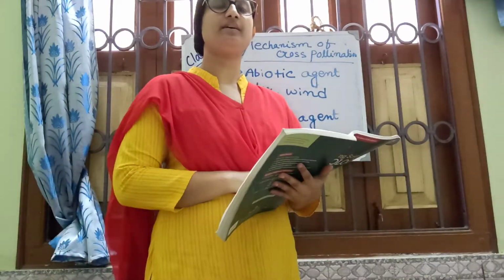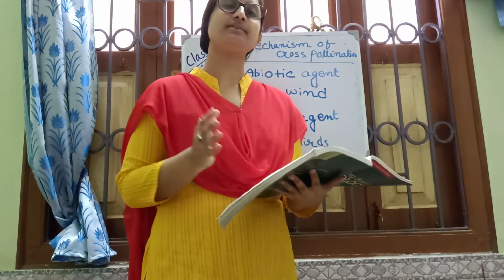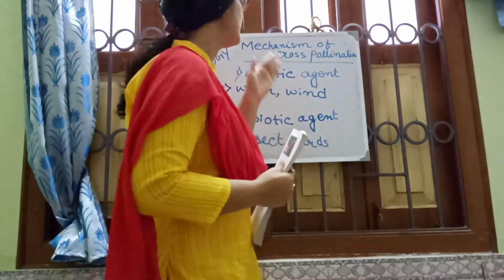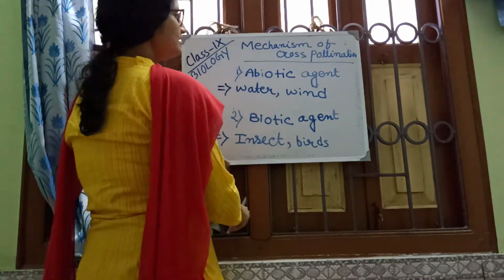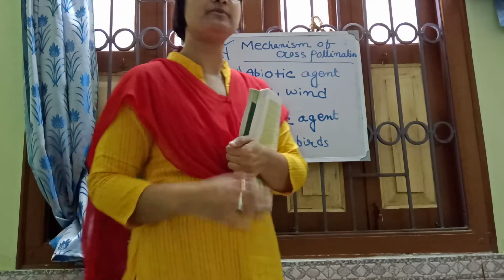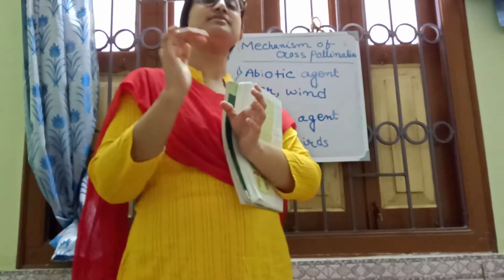In the last video you learned about self-pollination and cross-pollination. Today I am going to discuss the mechanisms of cross-pollination. Cross-pollination is done with the help of an agent. There are different types of agents, but mainly two agents are given in your book.